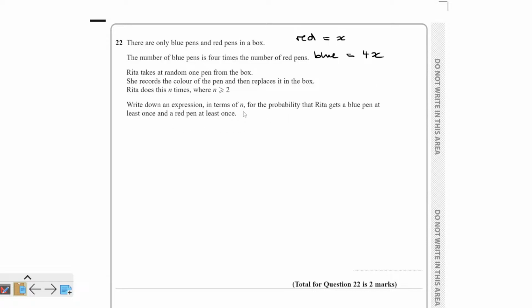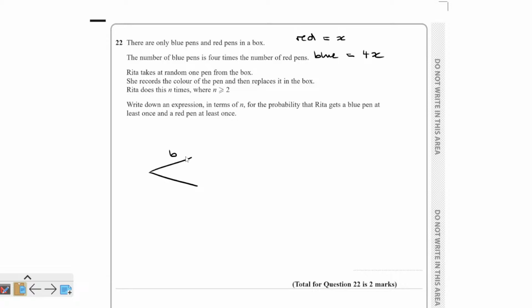Write down an expression in terms of n for the probability that Rita gets a blue pen at least once and a red pen at least once. This is quite hard, this one, but I have seen it actually asked before as well. Not the same context, but the same exact question. So I like to visualize it with a tree. You don't have to do this, but I just like to look at it.